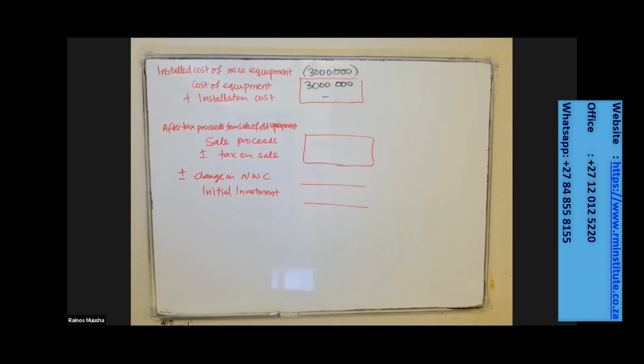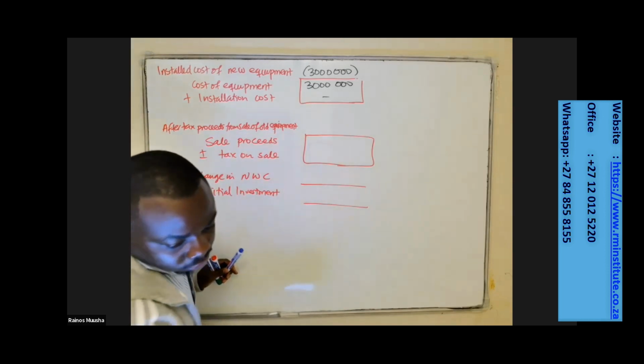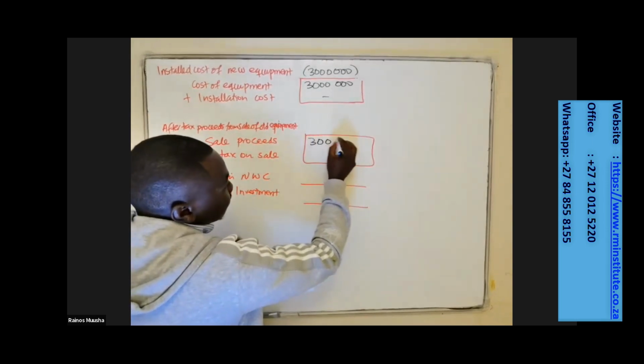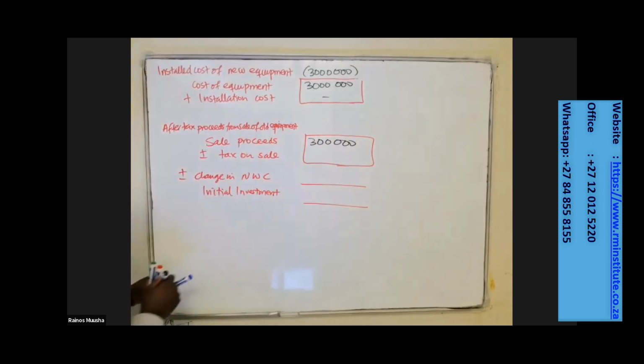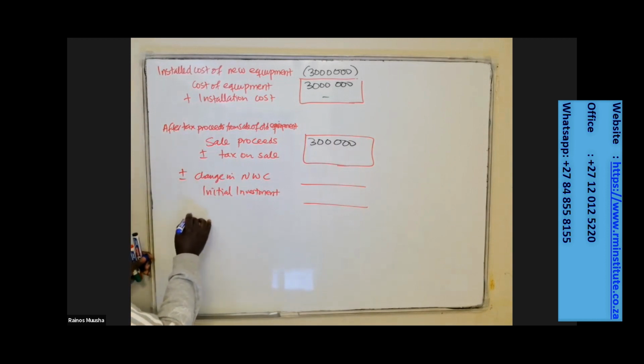Fully depreciated, isn't it? So in this case, our sale proceeds is going to be equal to the amount of money that we're going to be able to get, 300,000. Now we need to find out exactly what are the tax implications when we sell this old equipment. So the first thing that we have to do is to find out exactly whether we're selling this equipment at a gain or at a loss.